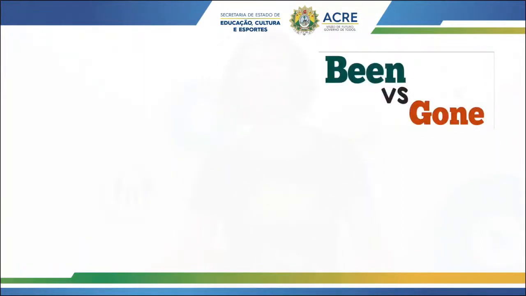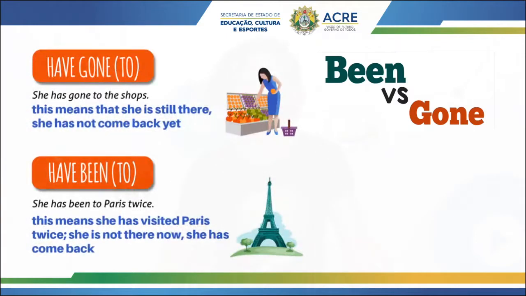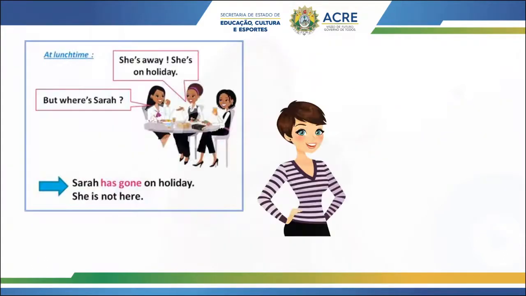Okay, now we are going to study about these 2 irregular past participles, been versus gone. Have gone to. She has gone to the shops. She is still there. She has not come back yet. Have been to. She has been to Paris twice. She has visited Paris twice. She is not there now. She has come back.